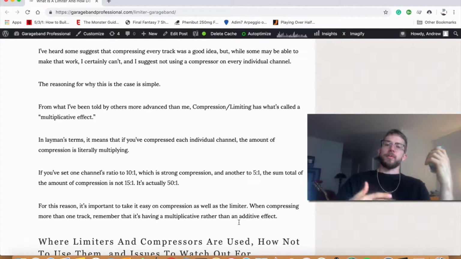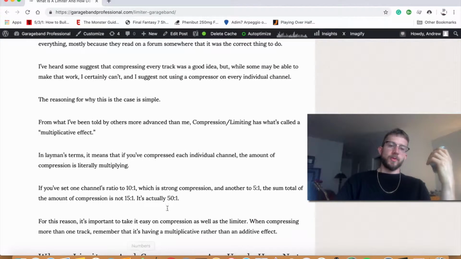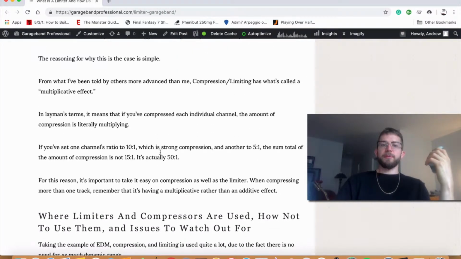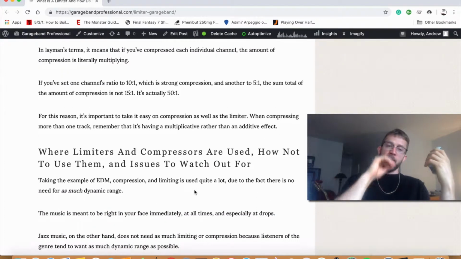So if you have, let's say, 3 compressors, or no, what's a better example? I'll use the one that I use here. If you have one channel and the compressor is set to 10-1, the ratio, and then you have another one whose ratio is set to 5-1, the sum total of that compression is not 15 to 1, it's 50 to 1, because 10 is being multiplied by 5. So that's what's meant by a multiplicative effect, or however you say that word. I don't know how to say it.